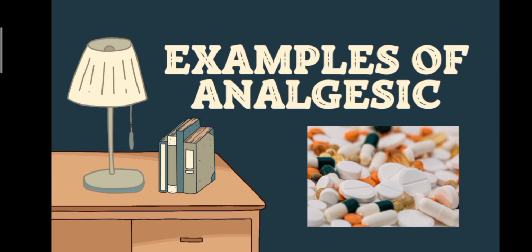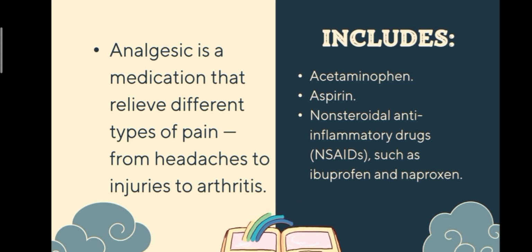Next are the examples of analgesic. Analgesic is a medication that relieves different types of pain, from headaches to injuries to arthritis. Analgesic includes the four main OTC pain relievers. First is the acetaminophen.